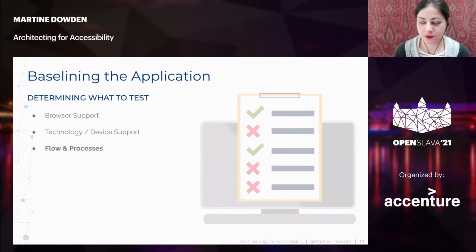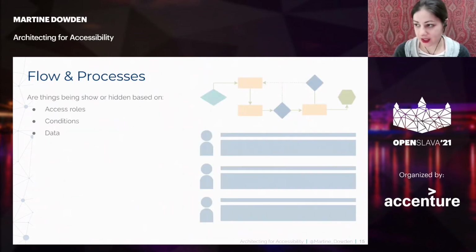So we have our browser support, we have our technology. Now we need to look at our flows and processes inside of our application. What I mean by that is, what are our access roles, conditions, data? For example, a lot of applications, maybe you have admin users versus regular users, and based on their permissions, they can see or not see different things. We need to know what all of these paths through our application are in order to make sure we are testing and applying our accessibility fixes everywhere in our application for all of our users.